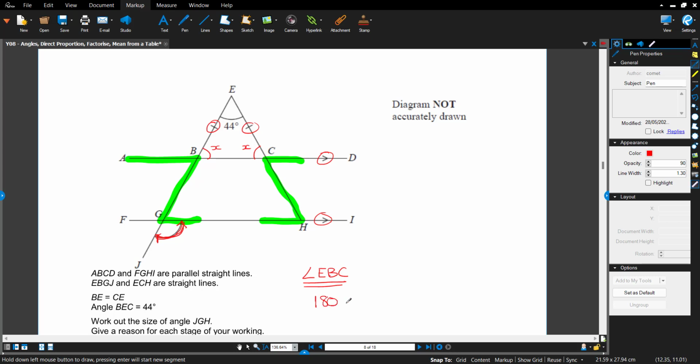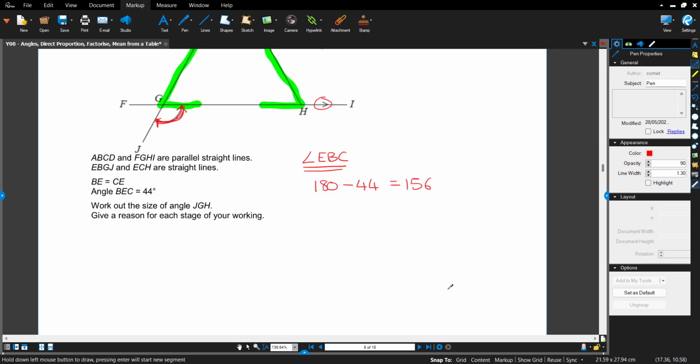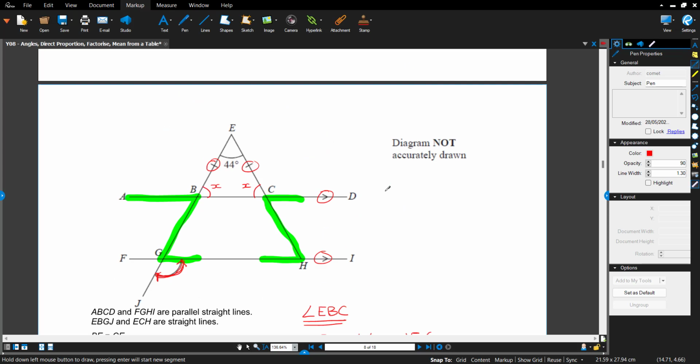180 minus 44 equals 156. And then 156 over 2, because there's 2 of them, equals 78. So 78 degrees. So you know that there's 78 and that's 78, because we said the three angles add to 180, you divide it by 2.